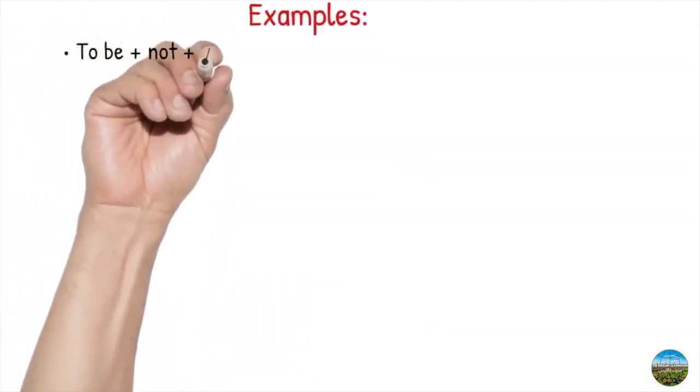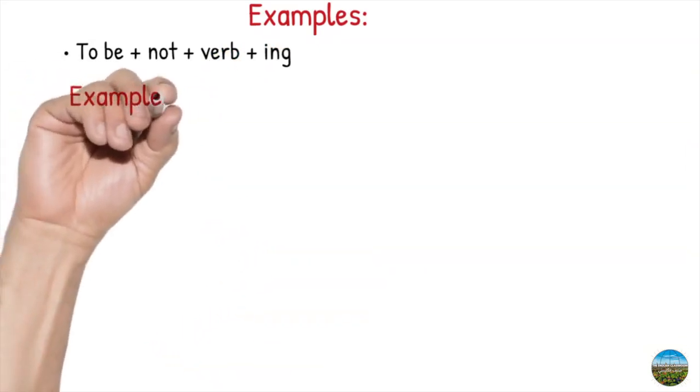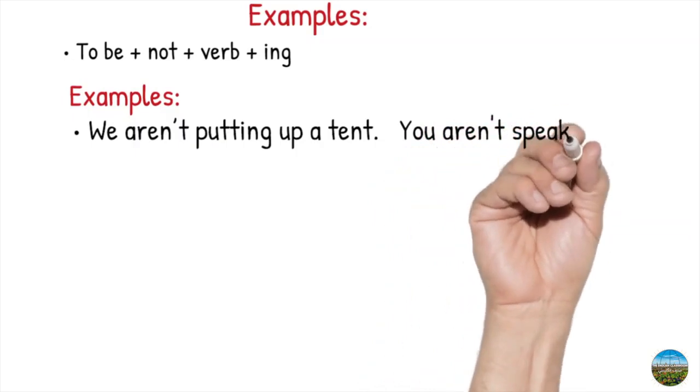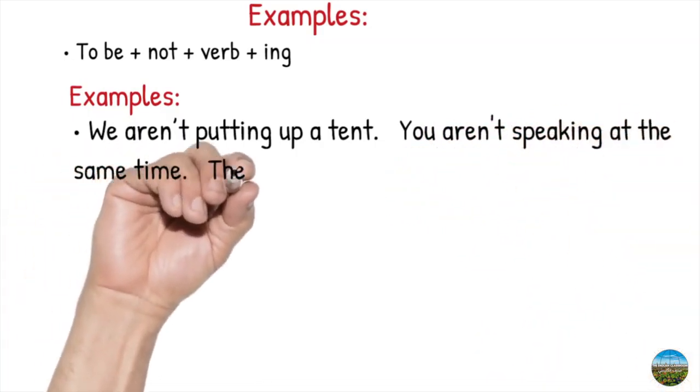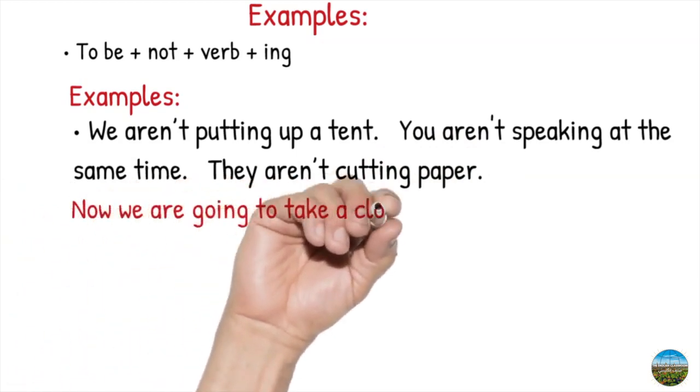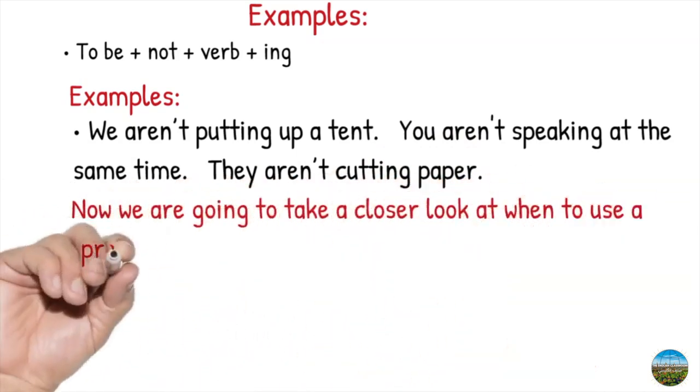To be plus not plus verb plus ing. Examples: we aren't putting up a tent. You aren't speaking at the same time. They aren't cutting paper. Now we are going to take a closer look at when to use the present continuous tense.